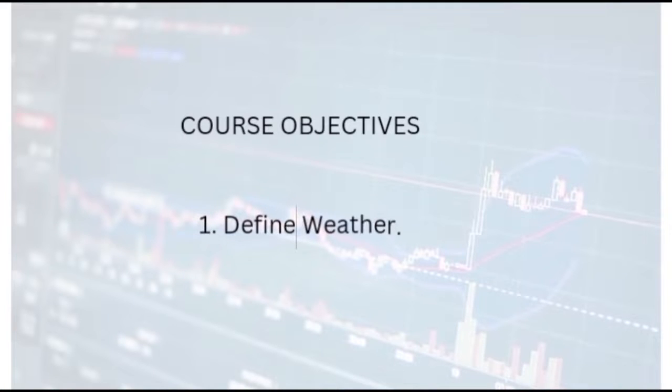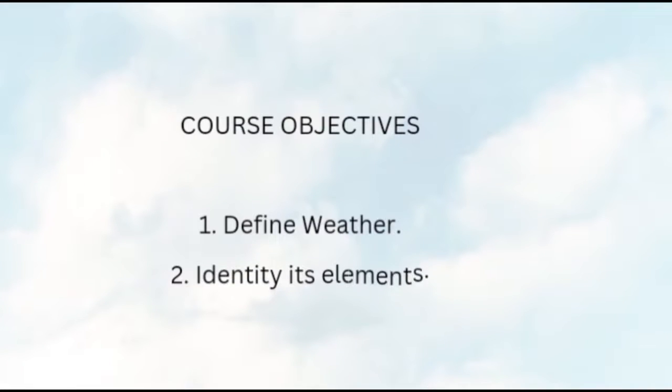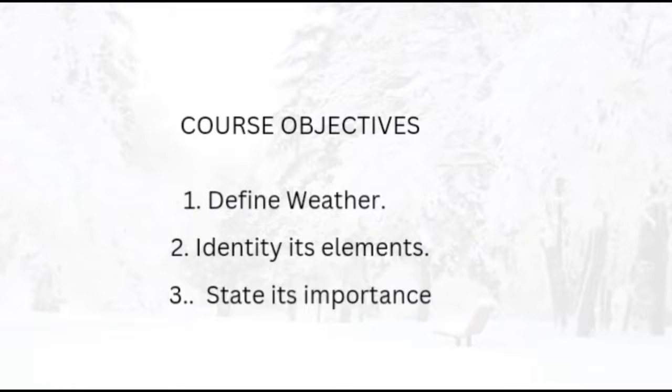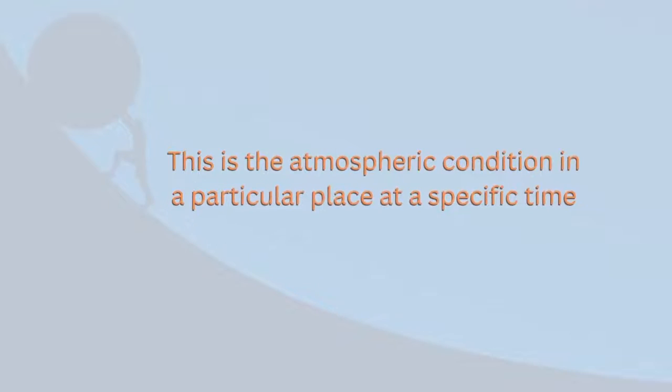In this lesson, we'll be looking at weather. The course objectives are as follows. By the end of this lesson, you should be able to define weather, state its elements or variables that constitute weather, and also instruments used in measuring parts or components of weather, as well as the importance of weather. First, let's look at weather.